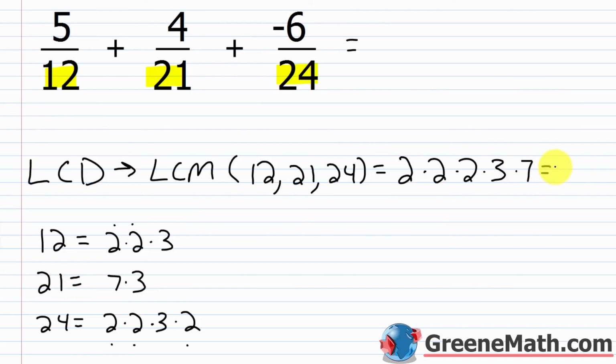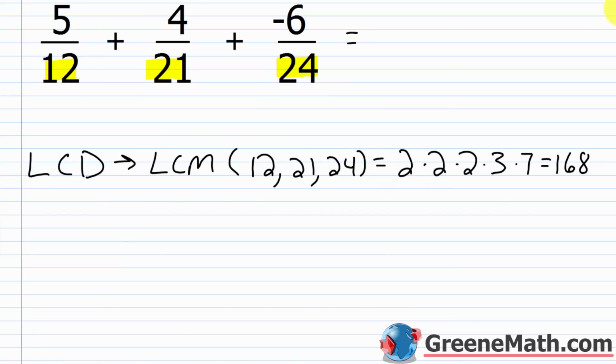And now we just multiply. 2 times 2 is 4, 4 times 2 is 8, 8 times 3 is 24. 24 times 7 is going to give us 168. So now that we know that our least common denominator is 168, what we're going to do is transform each fraction into an equivalent fraction where 168 is the denominator.